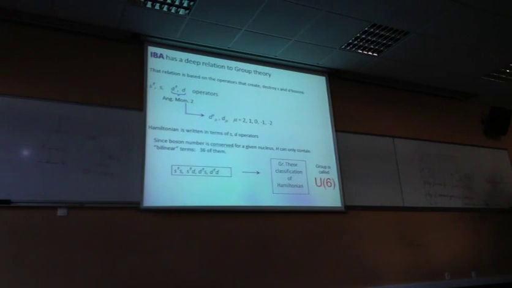Okay, this I just skipped through very quickly. The two bosons are S and D, and so the operators are S dagger S and D dagger D. There are 36 of them because you have one S dagger S, 5 S dagger Ds, 5 D dagger Ss, and 25 D dagger Ds, just counting the number of magnetic substates, because they have 5 magnetic substates. That leads to 36 states, and that leads to the group U6.